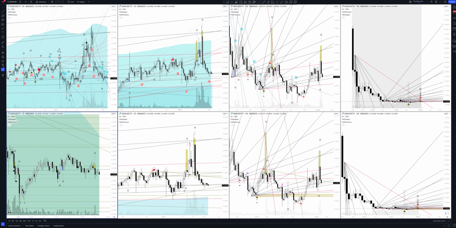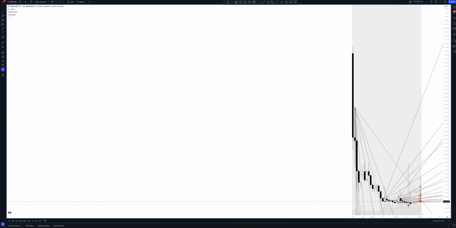Today we will take a look at NEM cryptocurrency. Let's analyze the market situation and find out how you can make money on it. Let's start. We always start our analysis from the global market.